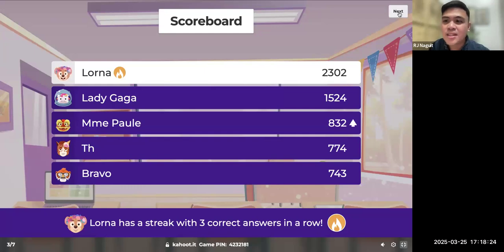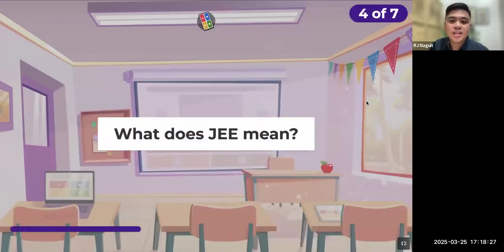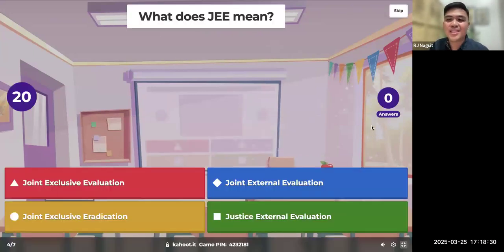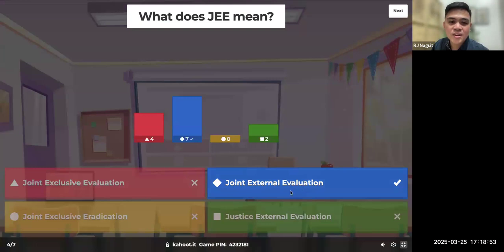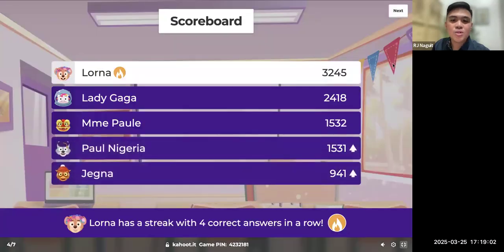All right, good. So next question. What does JEE mean? So hopefully everyone will get this right. So it's longer now compared to before. Is it joint exclusive evaluation, joint external evaluation, joint exclusive eradication, or justice external evaluation? Okay, so most of you got the correct answer. It's joint external evaluation. All right. Next. Oh, we have new people coming in at the leaderboard. So we have Paul and Jegna rising up.